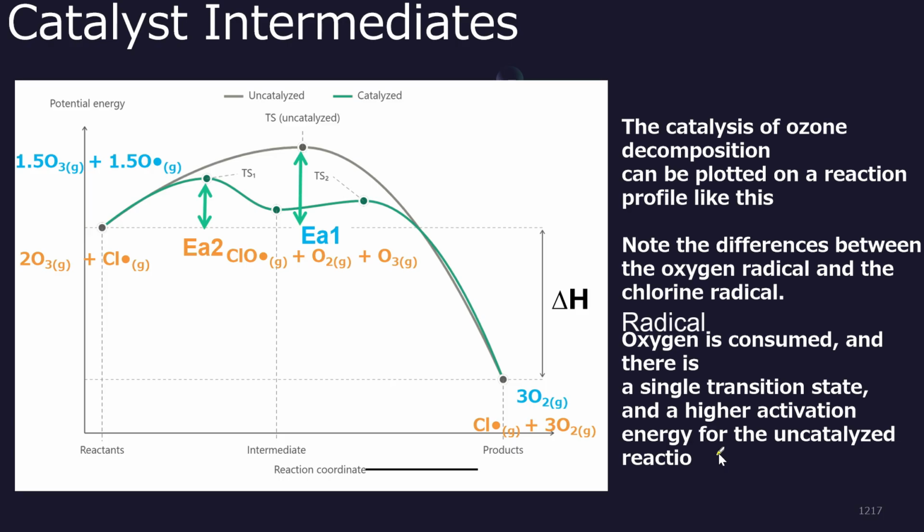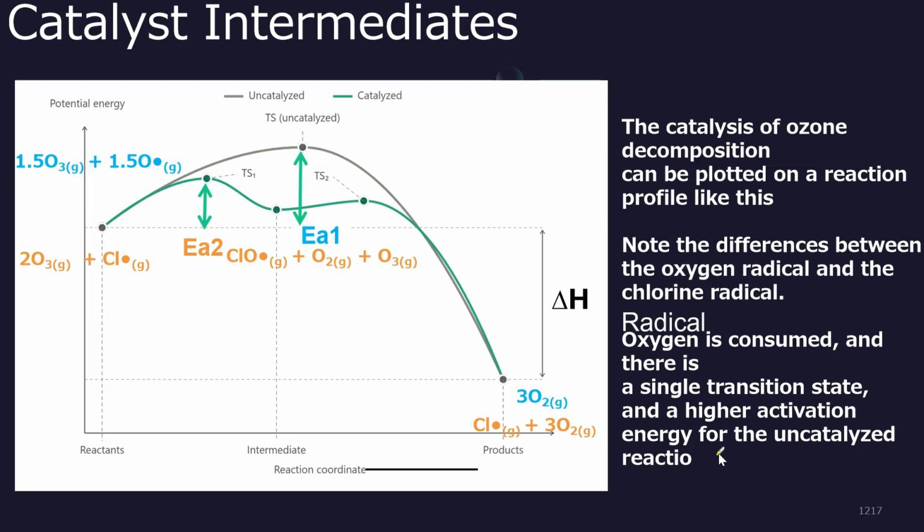That is a sort of one-step, single transition state conversion across the top. 1.5 O3 plus 1.5 O dot goes to 3O2. Okay, I had to add the 1.5s in order to compare this with the chlorine reaction. So overall, I think we should have 6 oxygens in this reaction, right? 1.5 O3 is 4.5 O, and then plus 1.5 is 6, yeah.